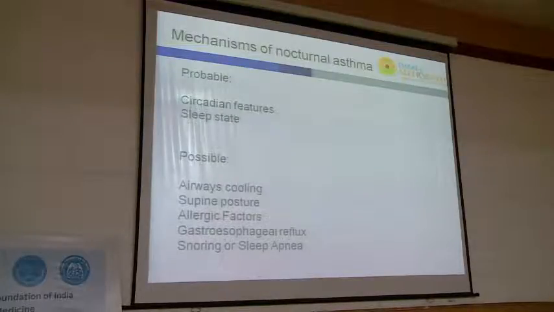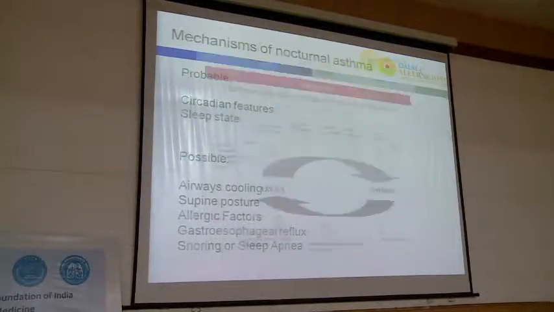The probable mechanism is that the circadian features as well as the sleep state induce a reduction in the diameter of the bronchus, and the possible mechanisms are airway cooling and the supine posture, which have an effect on the bronchial diameter. Allergic factors like mites can again cause increased inflammation, and of course we know gastroesophageal reflux and sleep apnea are also causes of nocturnal asthma.